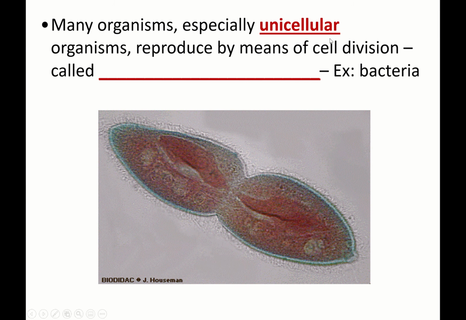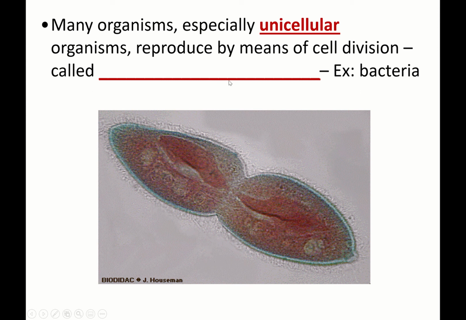Many organisms, especially unicellular organisms, now think back to the word unicellular. Do you remember what that means? Look at that prefix. Uni means one, and then of course cell. So unicellular means one cell. So one-celled organisms reproduce by means of cell division. What type of reproduction is this? This is this blank right here. Do you remember? This is asexual reproduction.